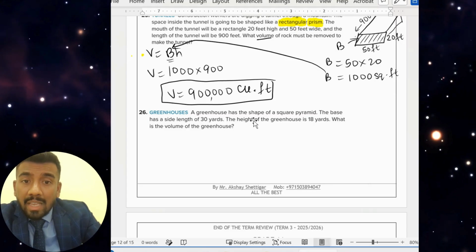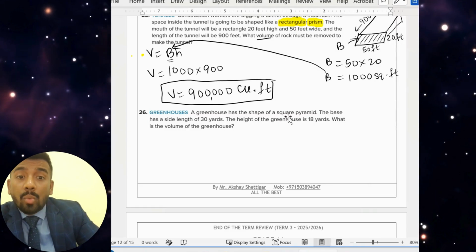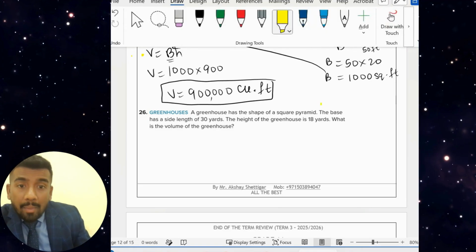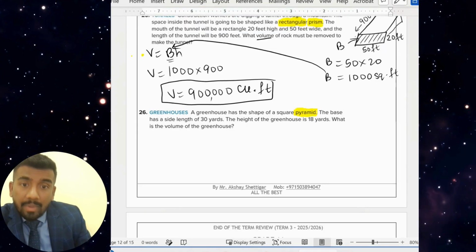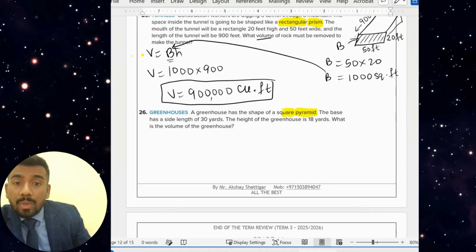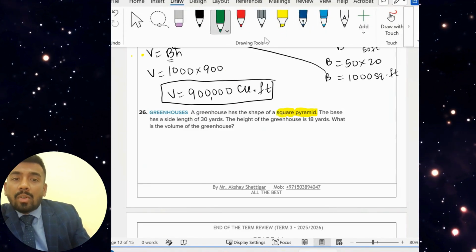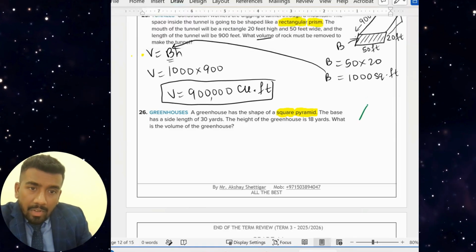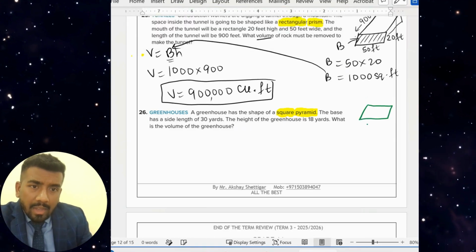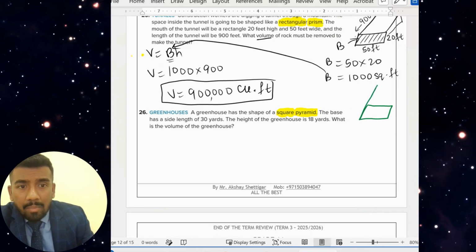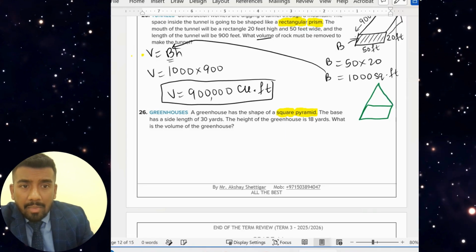A greenhouse has the shape of a square pyramid. You see, here what do they want? Pyramid. And that too, the base has to be square. So let's try to draw it. Even if you're not good at drawing, just understand the base is the square and the pyramid goes up like this.